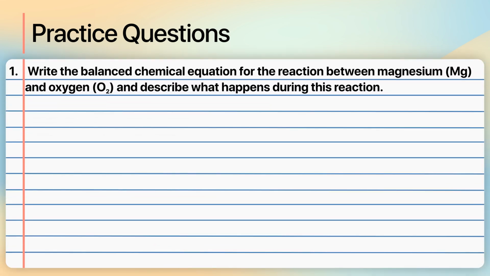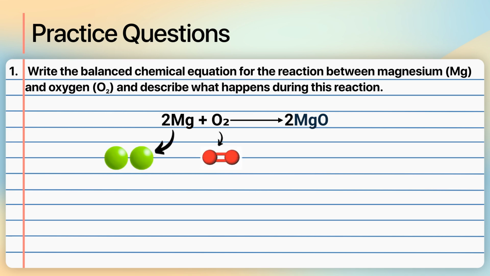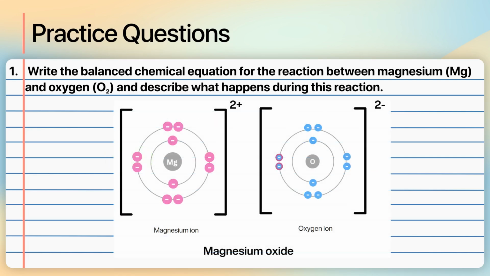Write the balanced chemical equation for the reaction between magnesium and oxygen, and describe what happens during this reaction. When magnesium reacts with oxygen, it forms magnesium oxide, or MgO. The balanced chemical equation for this reaction is as follows: 2Mg plus O2 gives 2MgO. 2 atoms of magnesium react with 1 molecule of oxygen to form 2 units of magnesium oxide. In this reaction, magnesium undergoes oxidation by gaining oxygen.